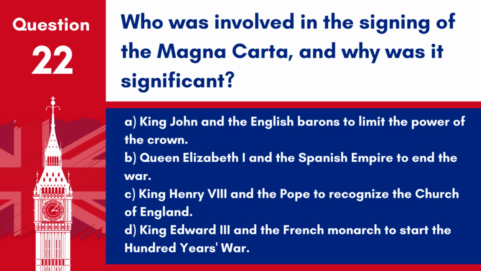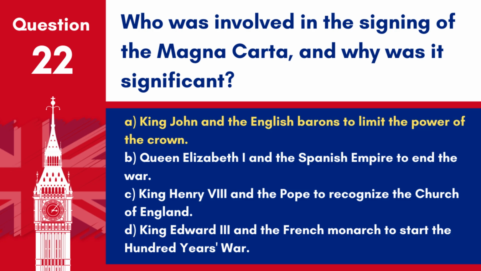A. King John and the English barons to limit the power of the Crown. B. Queen Elizabeth I and the Spanish Empire to end the war. C. King Henry VIII and the Pope to recognize the Church of England. D. King Edward III and the French monarch to start the 100 Years' War.